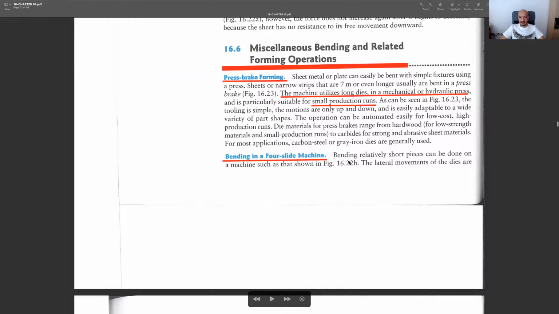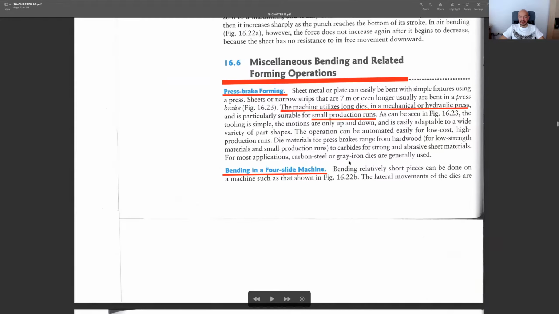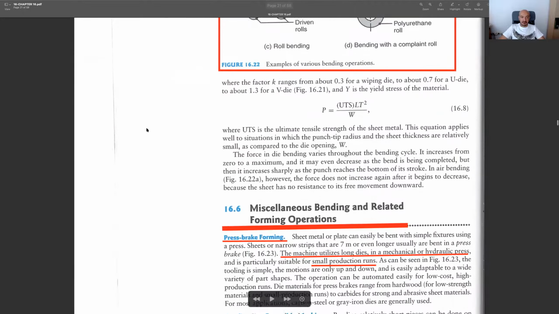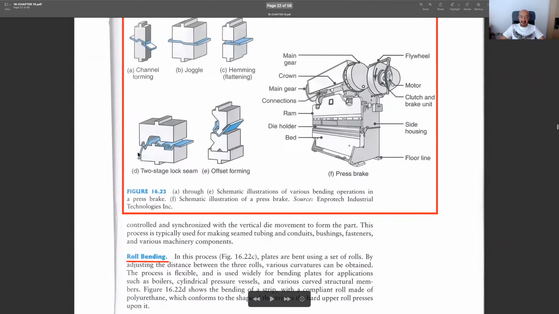And I discussed bending in a press brake machine. This was it, by the way. And then we have roll bending. I discussed it. And then we have beading.